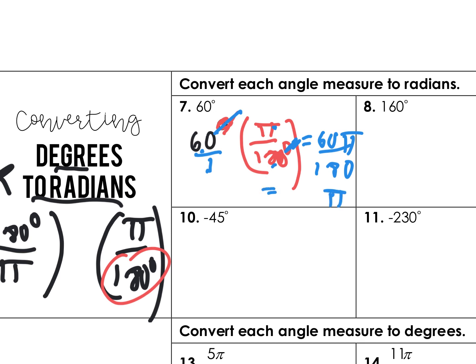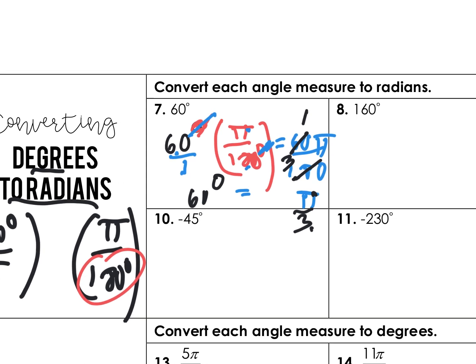But now reduce 60 over 180. If I say 60 goes into 180 3 times, that would give you a pi over 3 radians. So 60 degrees is equal to pi over 3. It won't mean much until you see a whole bunch of these.